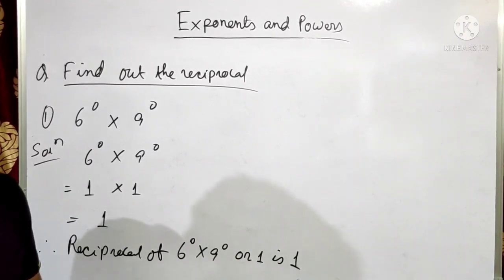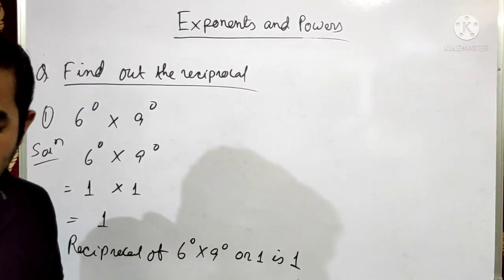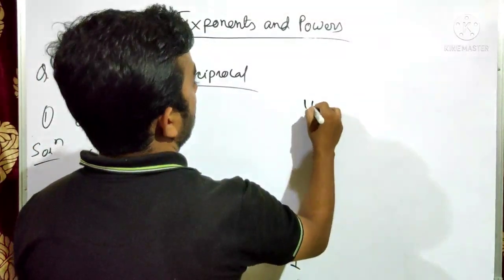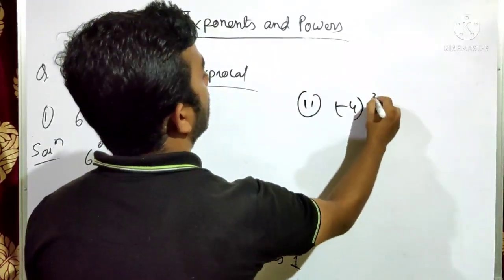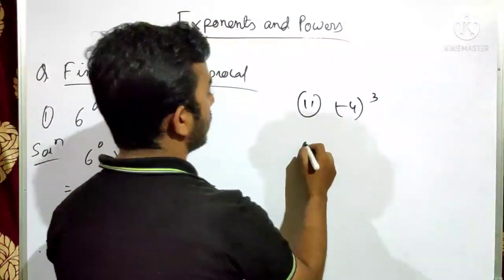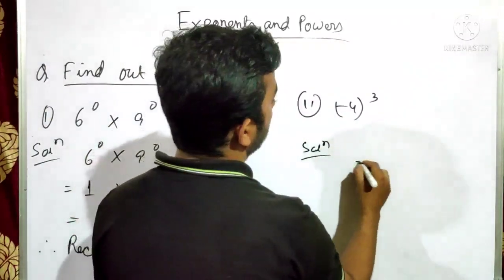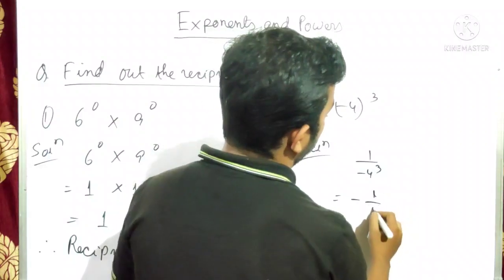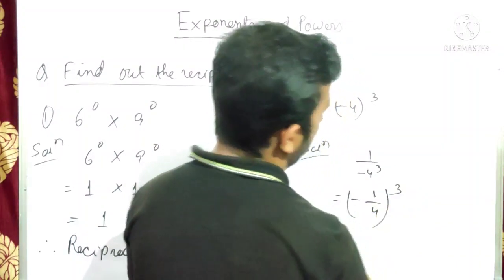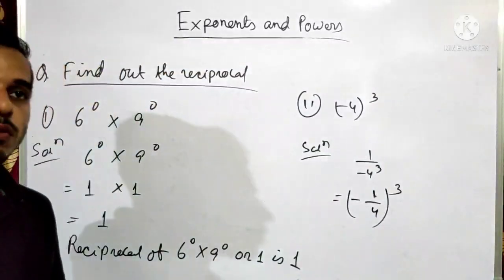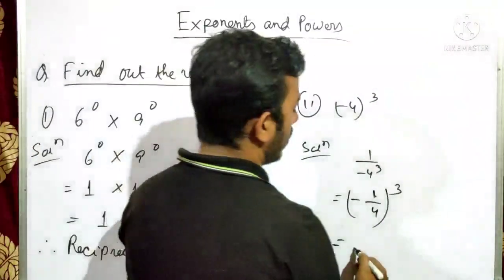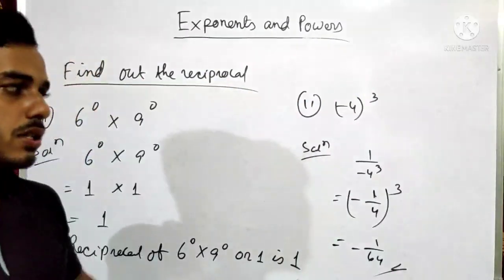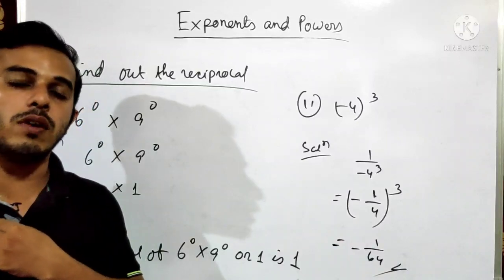Find the reciprocal of minus 4 to the power 3. Number 2: minus 4 to the power 3. Its reciprocal will be 1 divided by minus 4 to the power 3, that means 1 by minus 4 whole to the power 3. Now you can find the value of 4 to the power 3, which is 64. So it will be minus 1 by 64. Clear? So I just divide 1 by the number, and you will find the reciprocal.